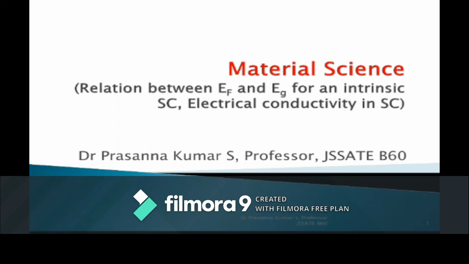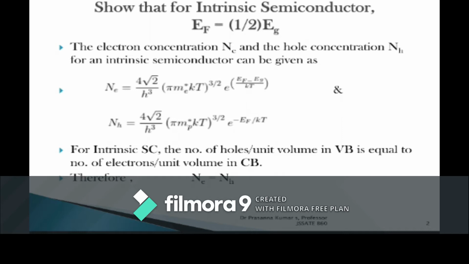We have seen the expressions we already introduced, Ne and NH. Ne refers to the electron concentration, that is 4 root of 2 by h cube within the brackets pi me star kT to the power 3 by 2, and the exponent of EF minus Eg by kT. That is for the electron concentration, and the hole concentration, the number of holes per unit volume in the valence band, is given by the notation NH.